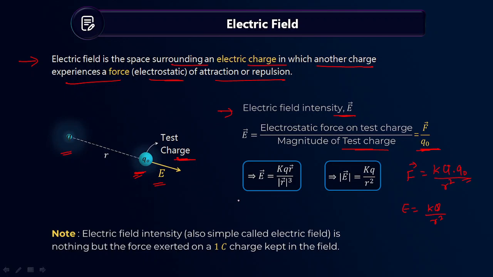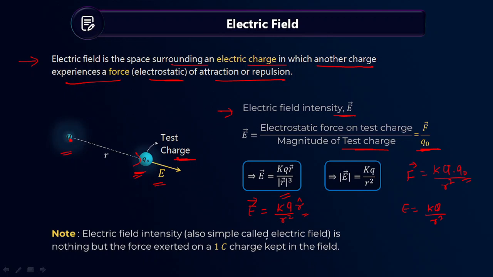So if I want to write it in vector form, we have to write KQ R cap divided by R square, or R vector divided by R cube. E will be equal to KQ R cap divided by R square. Here R cap, we consider the charged particle as origin and connect the point where we want to find the electric field. That will be the R vector. And here we have to put the charge with sign. If it is positive, then plus Q. If it is negative, then minus Q. That will take care of the direction of the electric field.